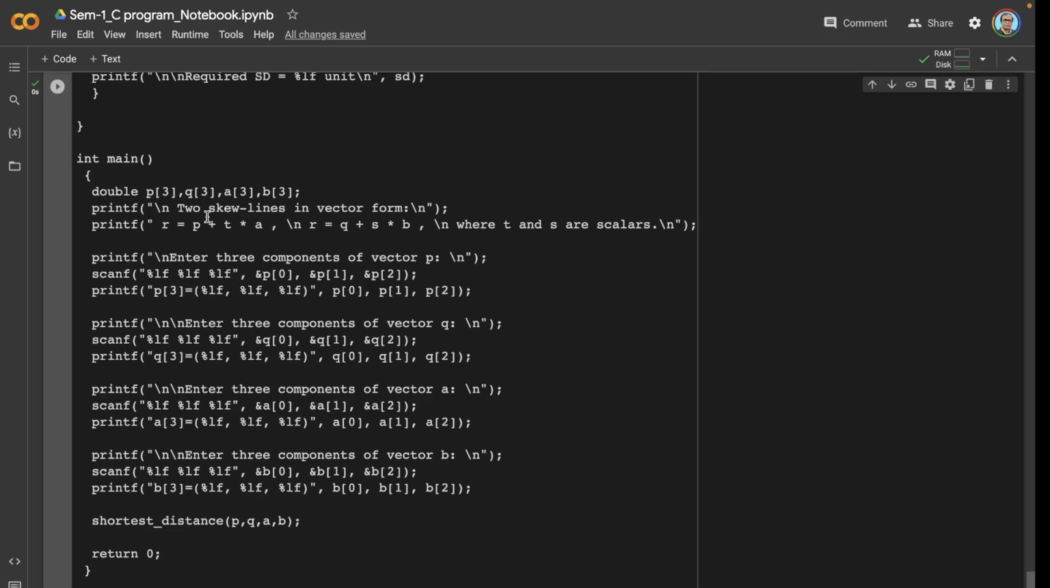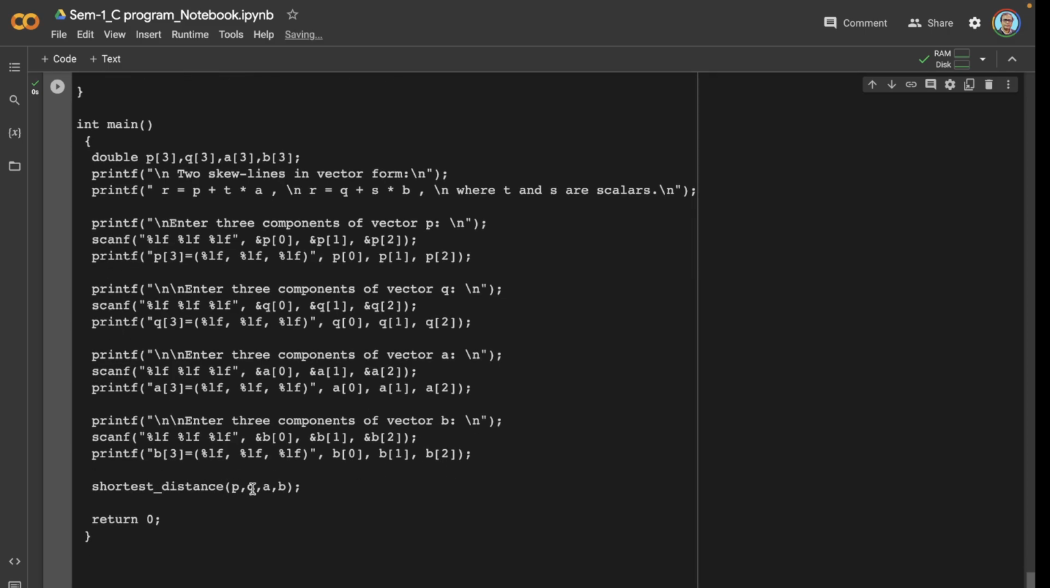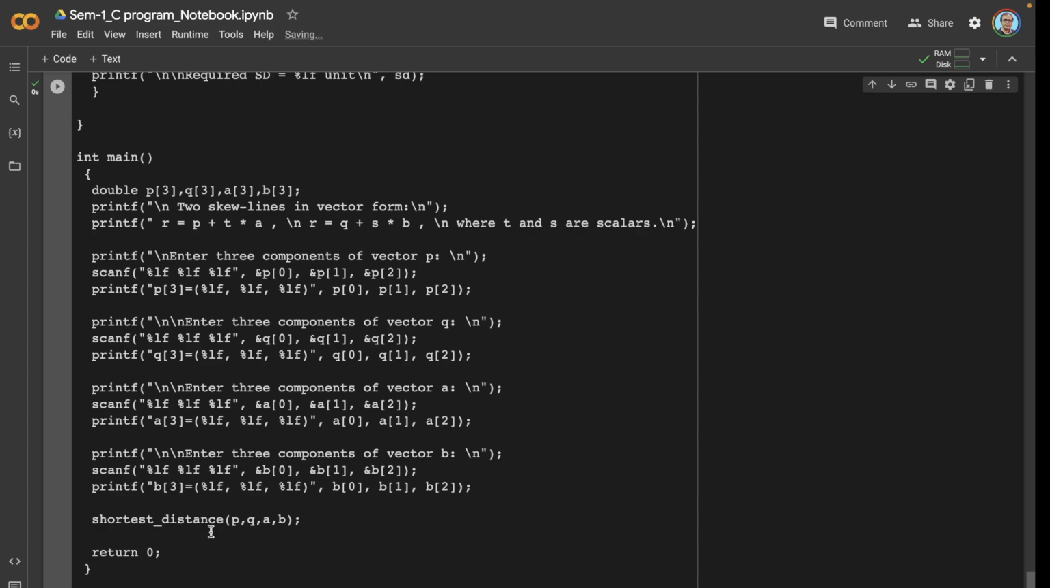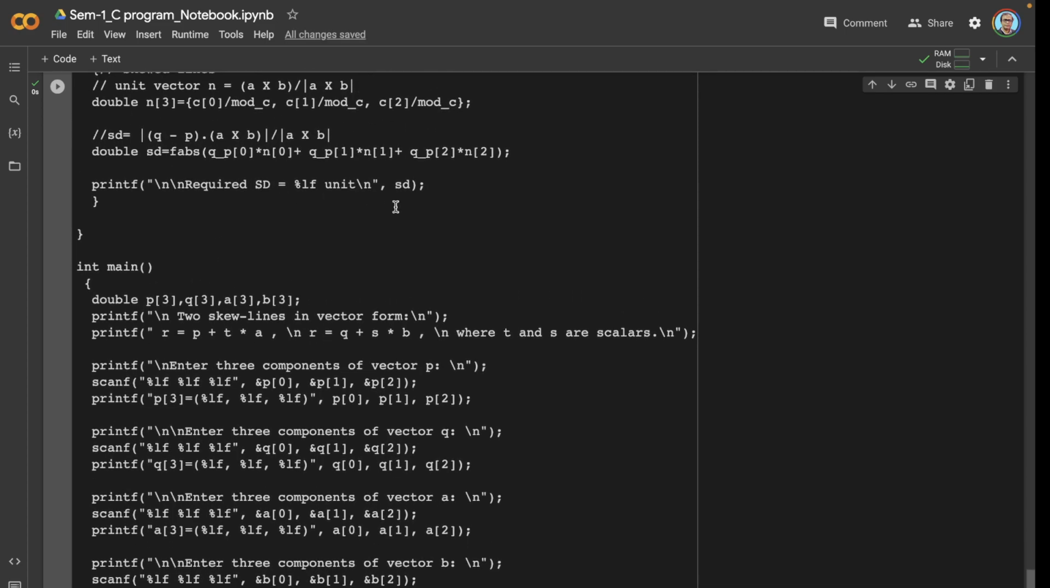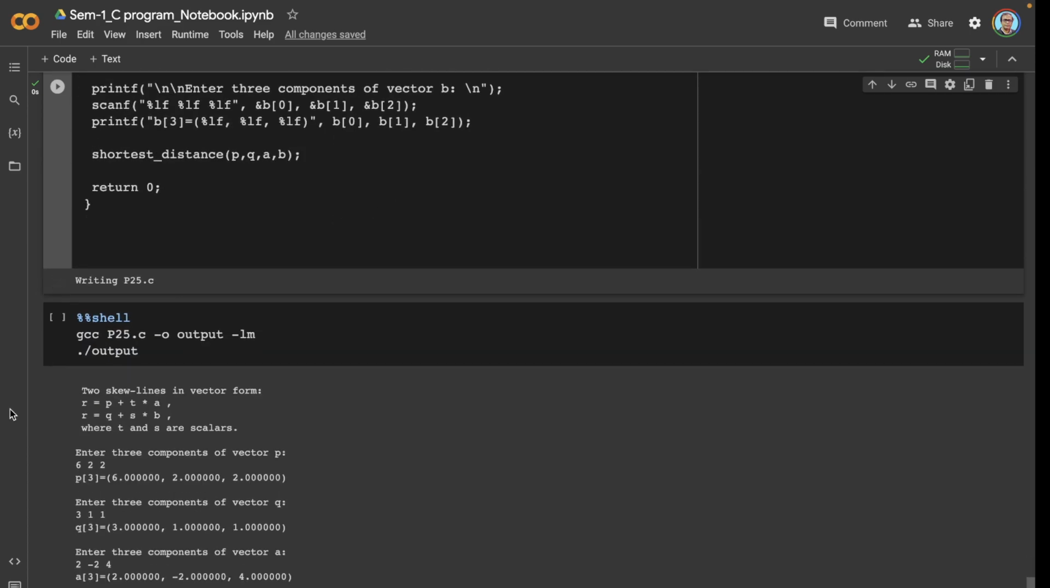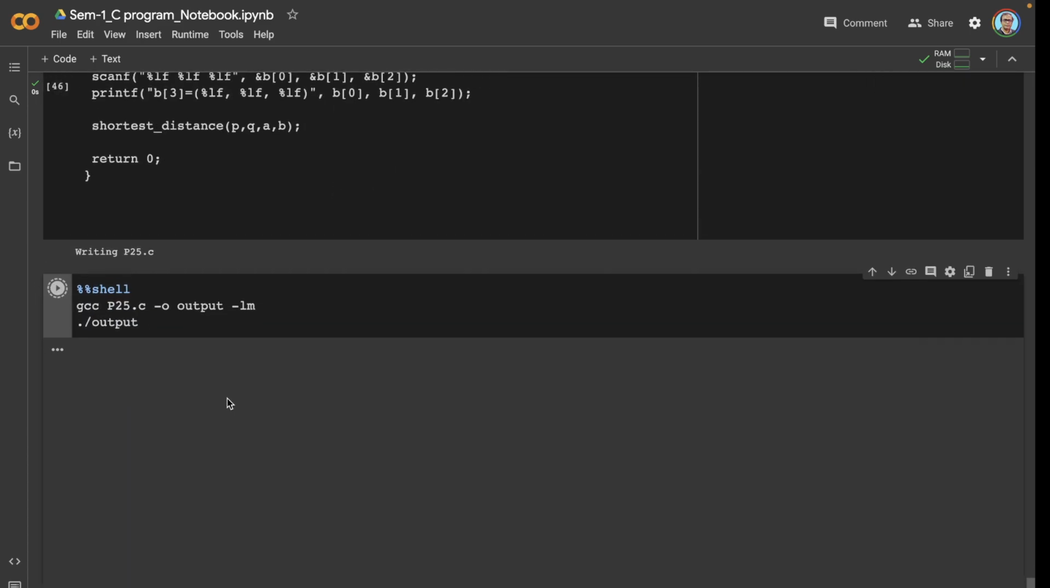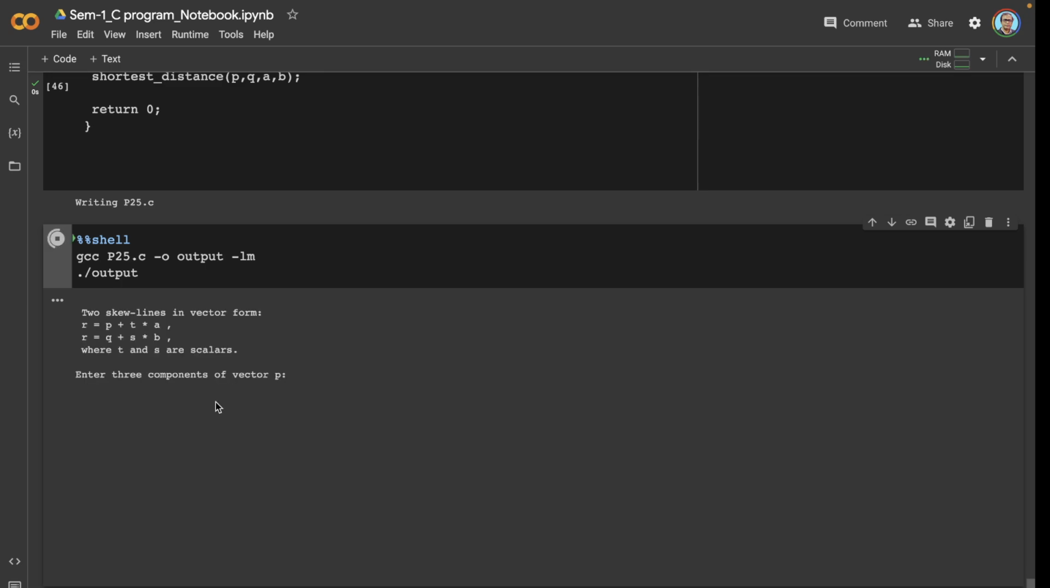So enter the three components: components of P, components of Q, components of A, components of B, and find the short distance PQAB. This is called the function short distance PQAB. So because short distance is this, is equals to this. So enter the values of P.